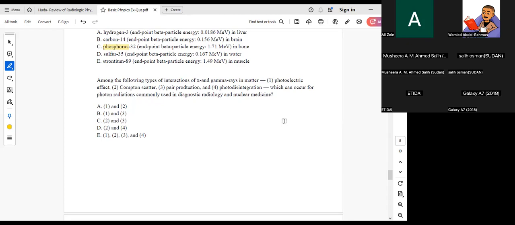Which can occur for photon radiations commonly used in diagnostic radiology? These folks look down on us radiotherapy people, they don't get anything in radiotherapy. So, types of interaction. Of course it's going to be Compton and photoelectric effect. You just have to look at the numbers there.